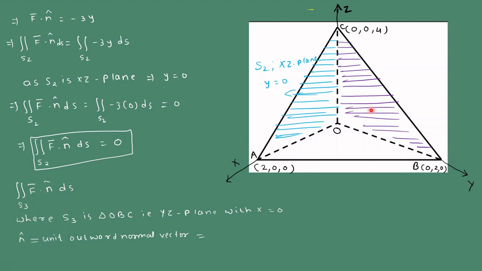Okay. So, this is our YZ plane and n cap is the unit outward normal vector to this YZ plane, and we know that the unit normal vector to the YZ plane is i cap. Because the direction is outward, that means the direction is minus i. So we can write n cap is equal to minus i cap, correct?